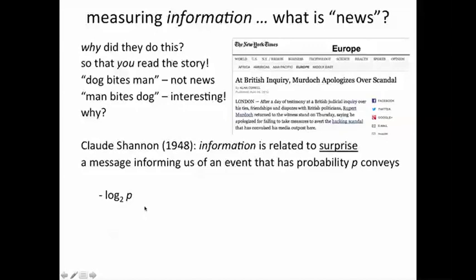Let's look at this for a moment. If p is 1, then log of p is 0. So a message that informs us that an event which is guaranteed to occur has actually occurred is not really telling us anything new. So the information content is 0. On the other hand, if p is close to 0, that means the event is very rare, then minus log p is a very large number, telling us that a rare event conveys a large amount of information.